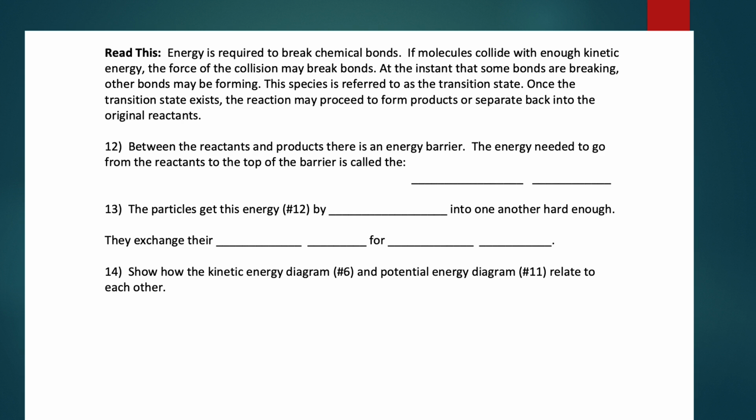So bond energy, one thing that we cover in our thermochemistry or thermodynamics, is that bond energy is potential energy. And so the potential energy of bonds is broken by the collision, the kinetic energy in the molecules. Show how the kinetic energy diagram and potential energy diagram relate to one another, and the activation energy is the threshold energy of the Maxwell-Boltzmann distribution.